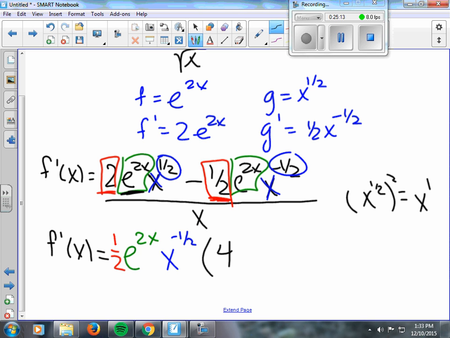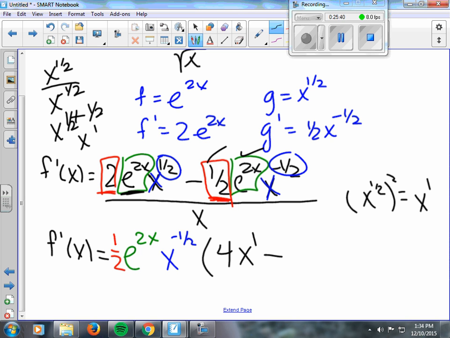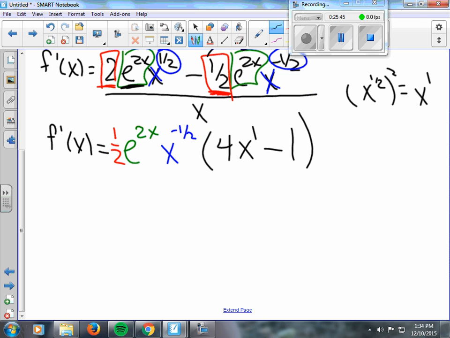I took out the e to the 2x, and then x will now be to the 1 power because I had a 1/2 power. I factored out a negative 1/2 power. Remember, when you factor out, you divide. When you divide, exponents subtract. So this is a 1/2 minus a negative 1/2, or an x to the 2 halves, and x to the 1. Minus, I took out the 1/2, I took out the e to the 2x, I took out the x to the negative 1/2, so that's just minus 1 left, all divided by x.